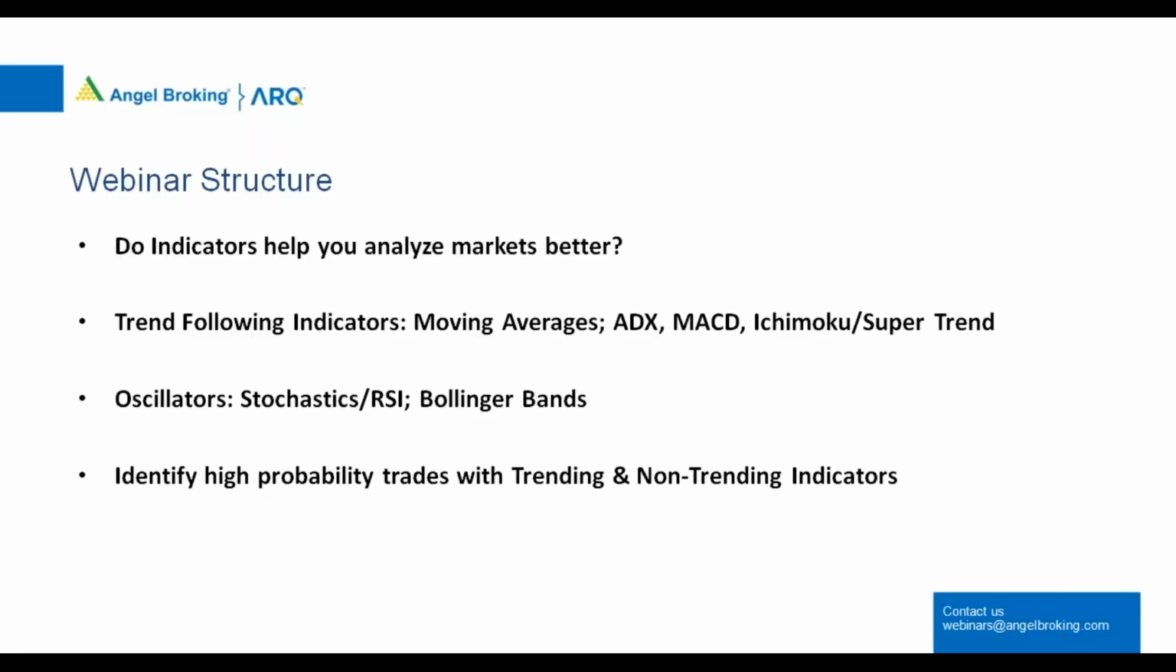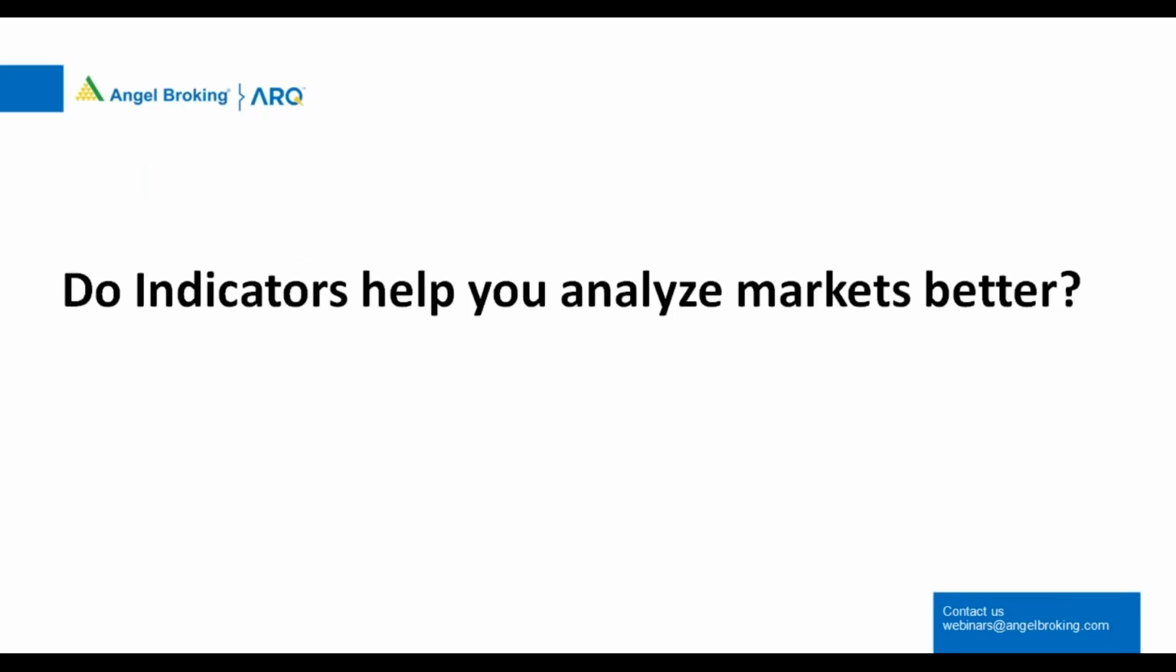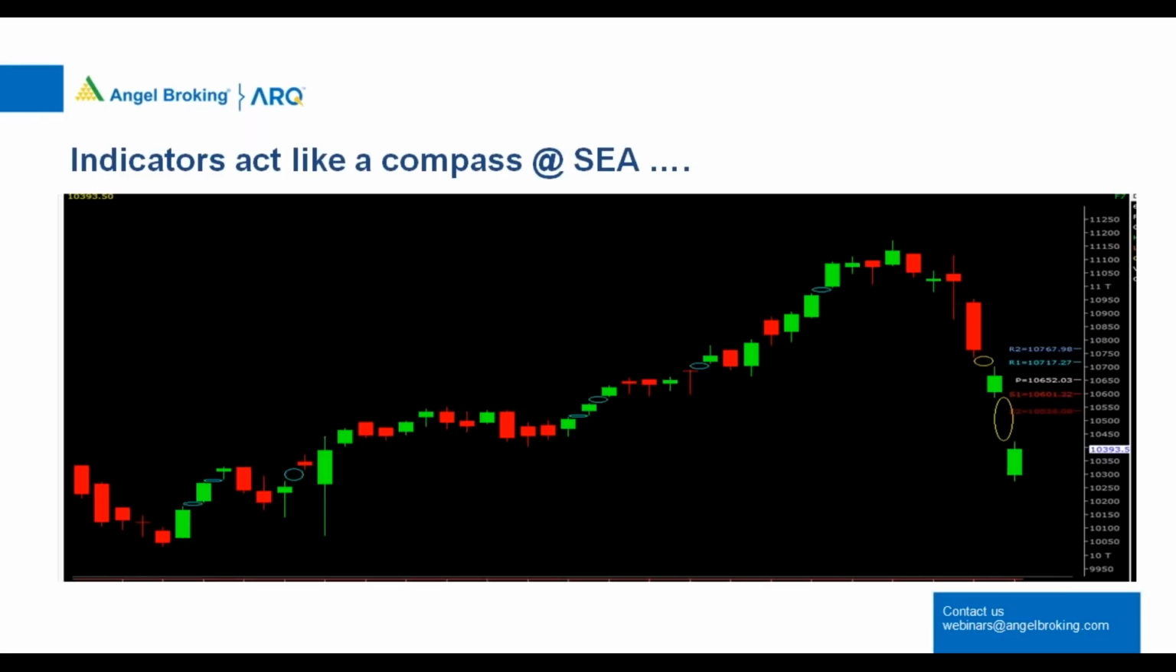So I'll be talking about them, and apart from that, I will be talking about oscillators such as stochastics, RSI, and Bollinger Bands. And lastly, I'll be talking about how to identify high probability trades with trending and non-trending indicators. So this will be the structure of this webinar. So the first is, do indicators help you analyze markets better?